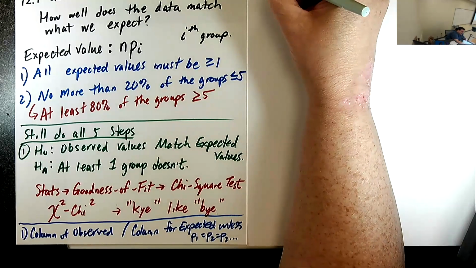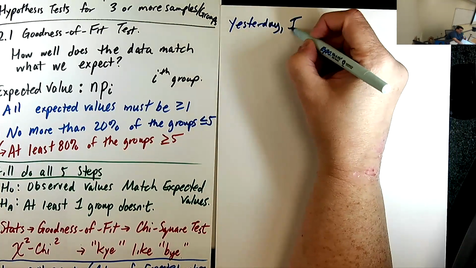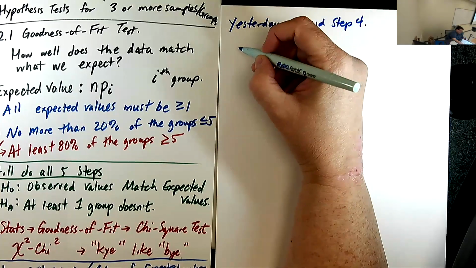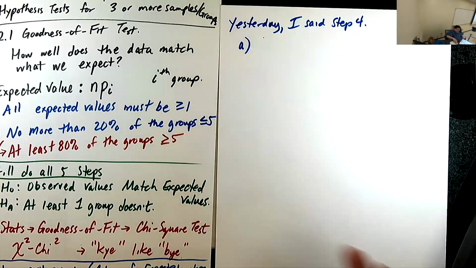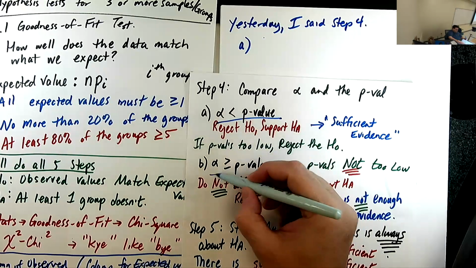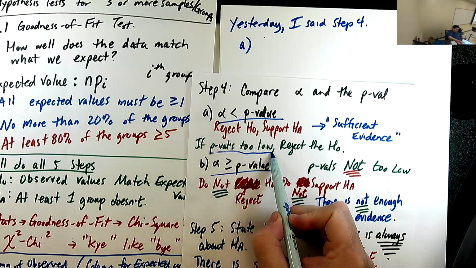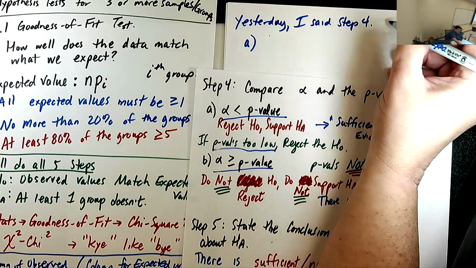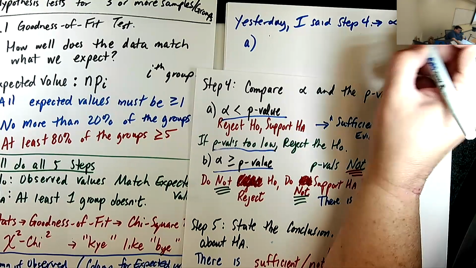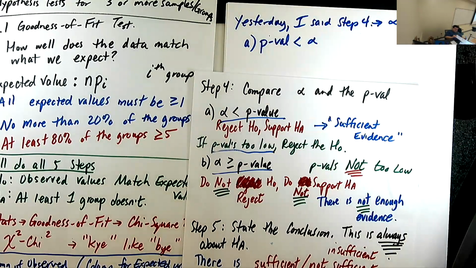I had said, step 4 for the hypothesis test. I said option A was alpha less than p-value and then alpha greater than or equal to p-value. Notice I've got the words p-value's too low. I said alpha less than p. It should be p-value less than alpha. That's the difference. I just wrote them in the wrong order.